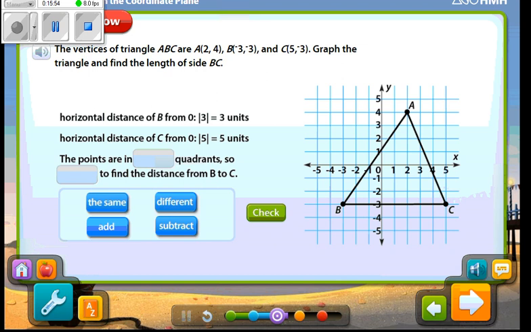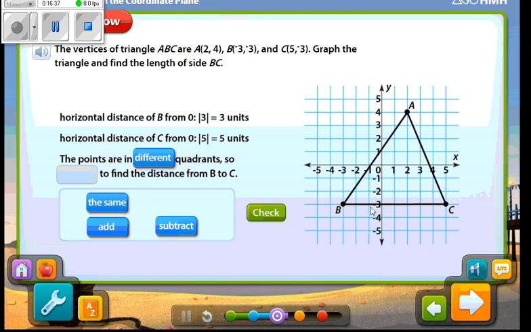The points are in blank quadrants. We're comparing B and C. So look at this over here, and then look at this point over here. Are they in the same quadrants, different quadrants, add quadrants, or subtract quadrants? Your choices are that the points are in the same quadrant or different quadrants, and we know they are in different quadrants. So blank to find the distance from B to C.